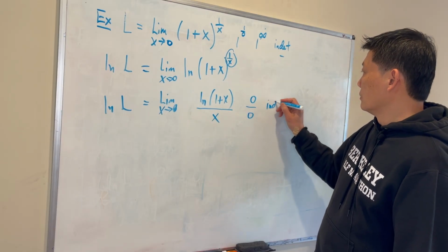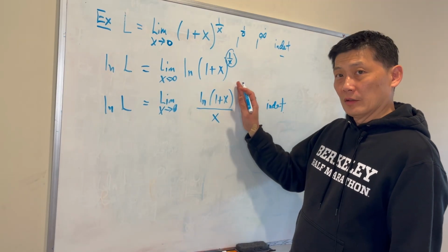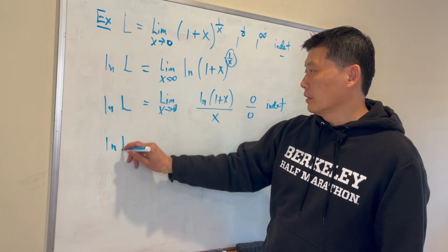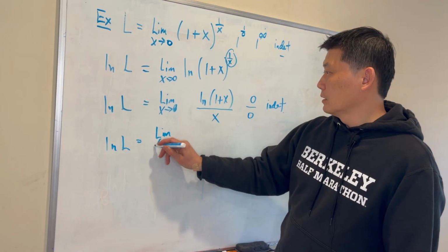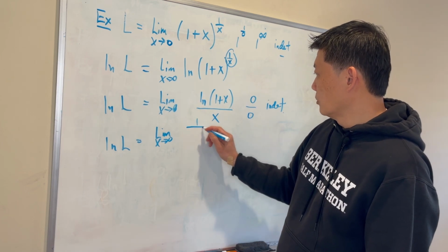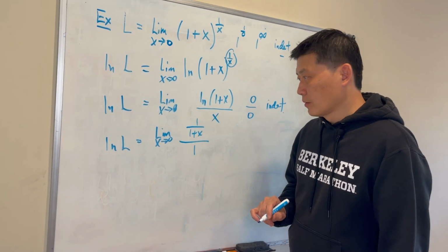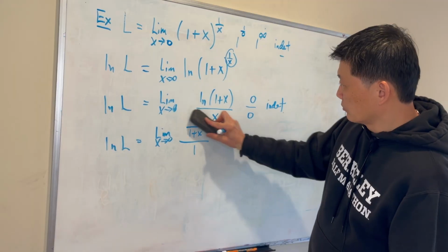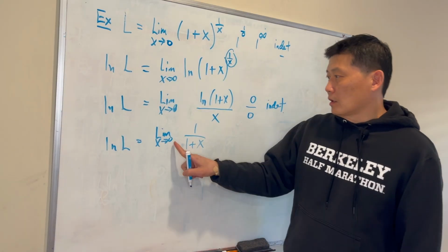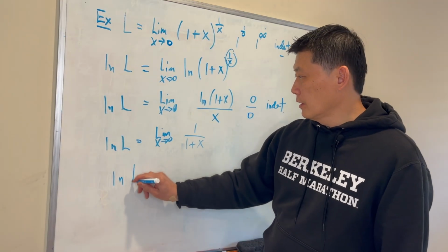This is an indeterminate form, so we know that we can take the derivative of the top of the function and the derivative of the bottom of the function. So we get ln L is equal to the limit as x approaches 0. The derivative on the top is 1 over 1 plus x. The derivative on the bottom is 1. So that together can be written as just 1 over 1 plus x. And then if we take the limit as x approaches 0, we end up with ln L is equal to 1.